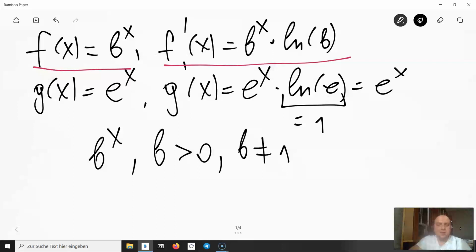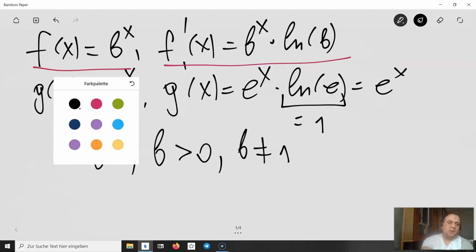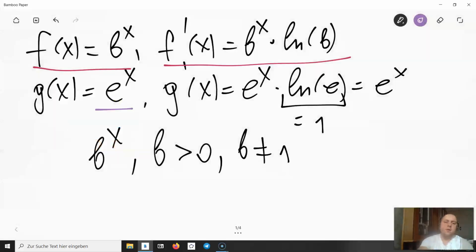And as you can see, the trivial case out of this general idea is that if we're talking about e to the power of x, then the logarithm of e is becoming 1, and that's why the derivative is e to the power of x. So let's see whether it's true or not.